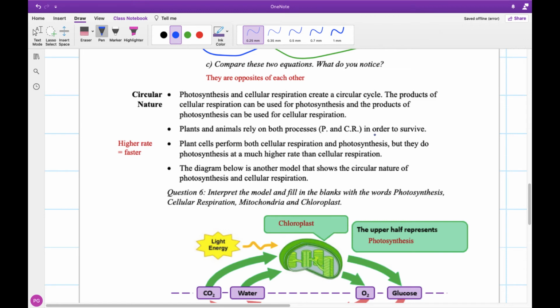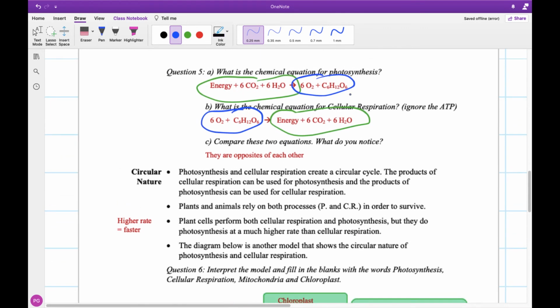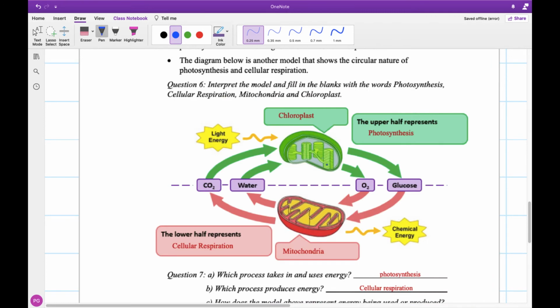Plants do both processes, but they do more photosynthesis than cellular respiration. So in general, that means they are producing more sugar and more oxygen than they are producing carbon dioxide and water. And then below, we've got another model that shows this. So this model right here shows our chloroplast taking in light energy along with carbon dioxide and water, and then producing oxygen and glucose. And glucose here just means sugar.